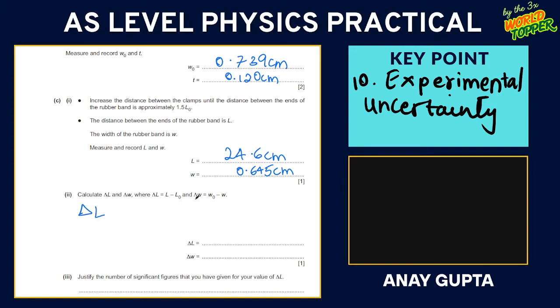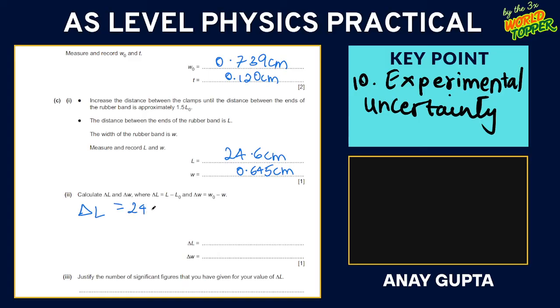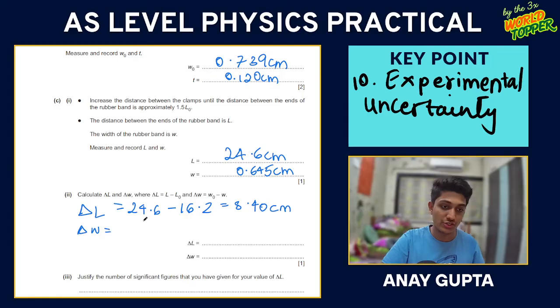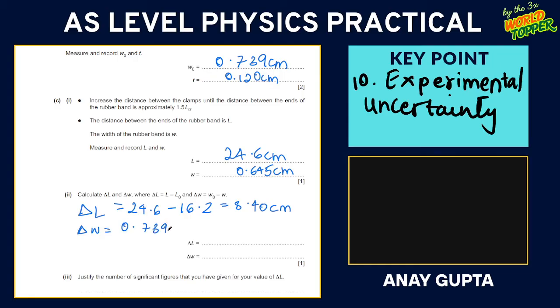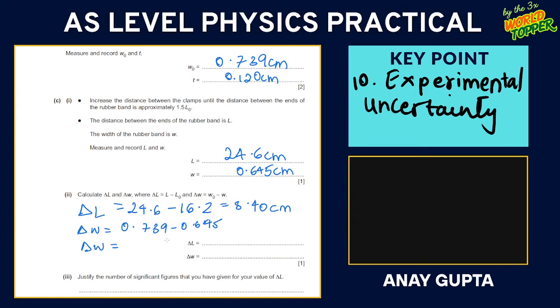Calculate delta L and delta W. You have been given the formulas, you just have to substitute and write down the readings. Okay, so delta L is 24.6 minus 16.2, which gives us 8.40 centimeters. Delta W is W0, which is 0.739, minus 0.645. Delta W is 0.0940 centimeters.